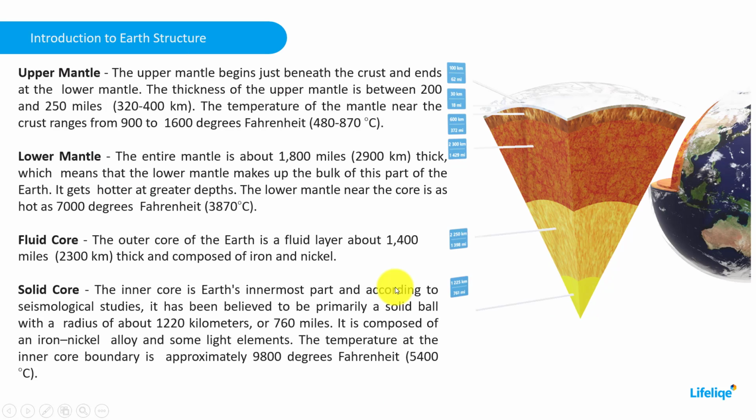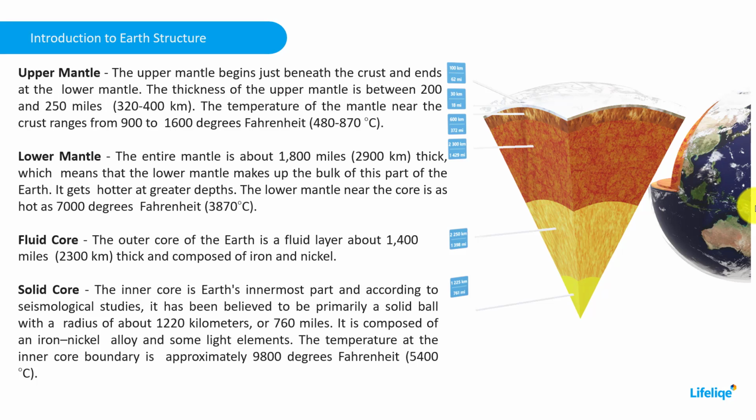The main parts that you can see here are the upper mantle, the lower mantle, the fluid core, and then the solid core. So the upper mantle is just beneath the crust. It extends down to about 200 to 250 miles, and it ranges in temperature from about 900 to 1600 degrees Fahrenheit. And then the lower mantle is about 1,800 miles thick. And that means that it makes up the bulk of the mass of the Earth, and it gets hotter at greater depths. So the lower mantle near the core can be as hot as 7,000 degrees Fahrenheit.